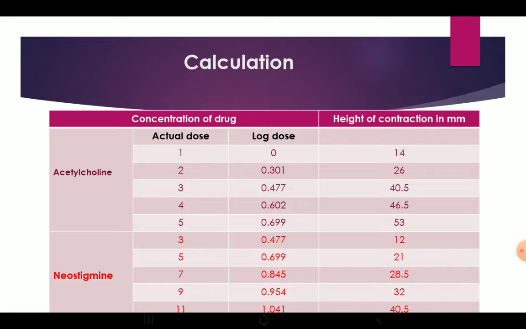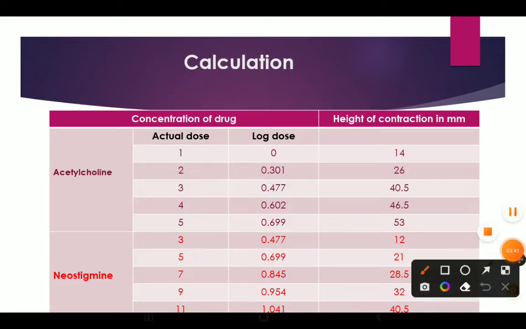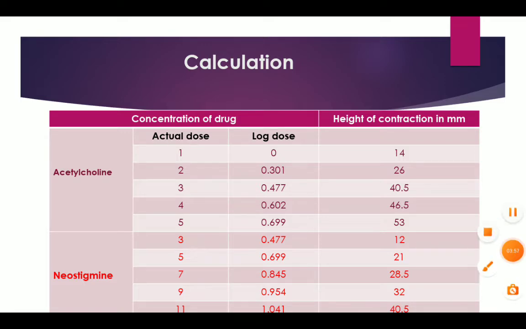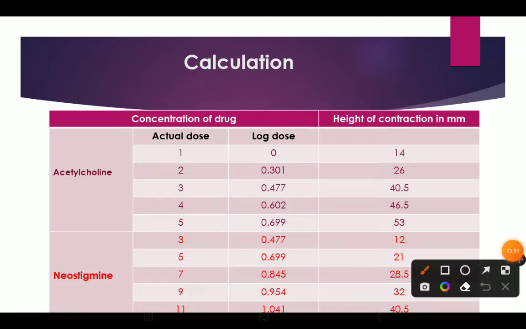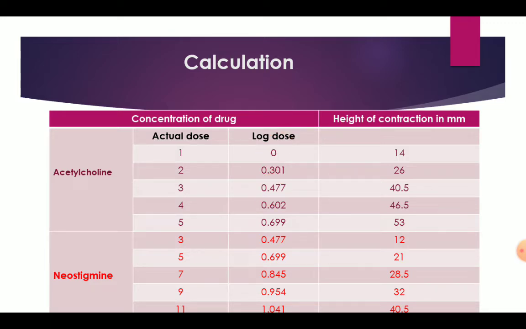So actually you have to remember a few things, that means the actual dose, 1 2 3 4 5. You do not need to be that smart to remember these numbers. And then for neostigmine 3 5 7 9, also very easy to remember. And you will have your calculator in the exam hall, so you can easily calculate these numbers.